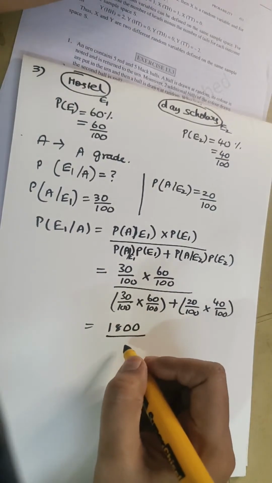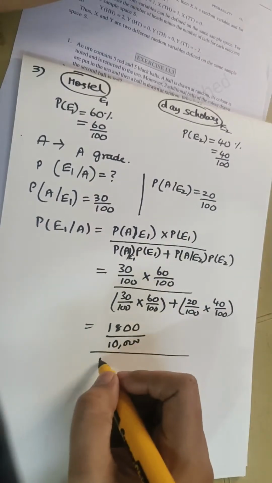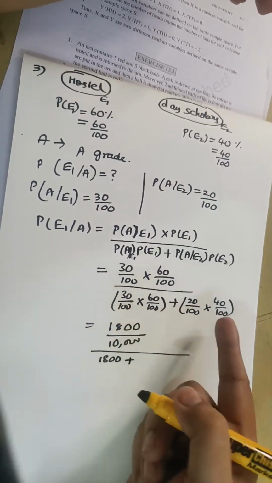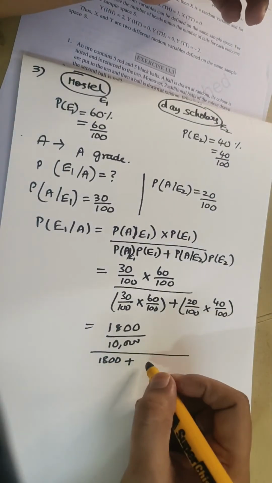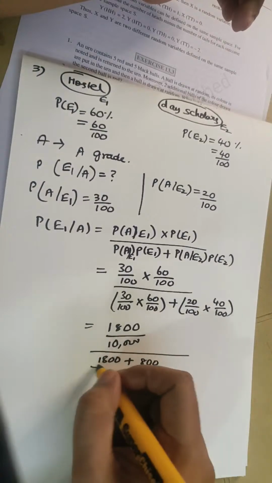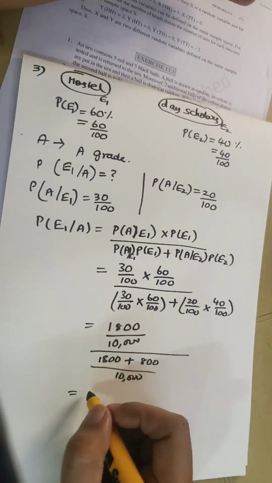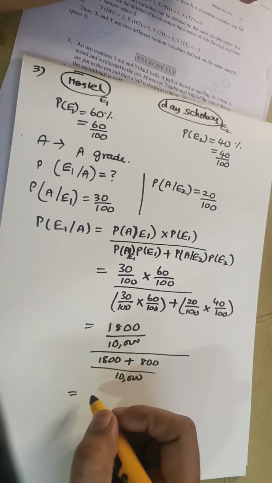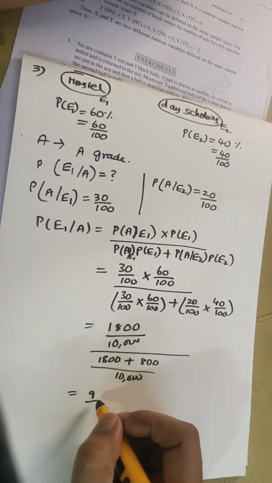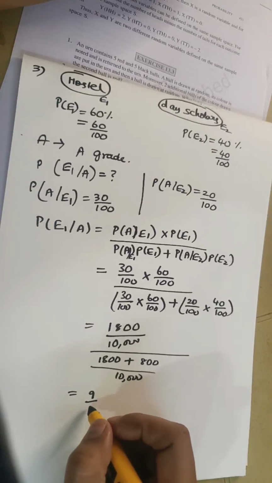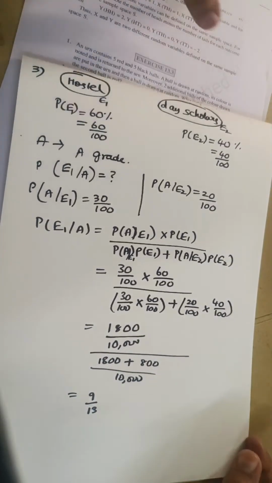by 10,000, the whole by, here again 1800 plus 800, since I have not cancelled the denominator, straight away we can add the numerators. So it will be 800 divided by 10,000. 10,000 gets cancelled. So here I have 1800 by 2600, that is 9 by 13. This will be your answer. Okay.